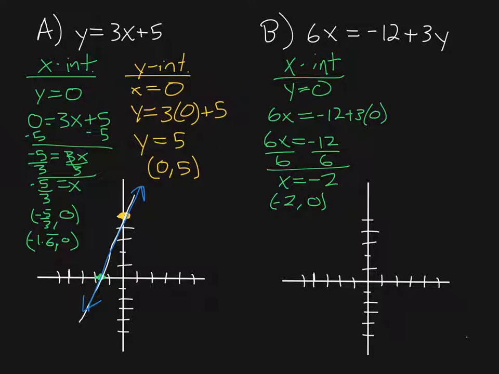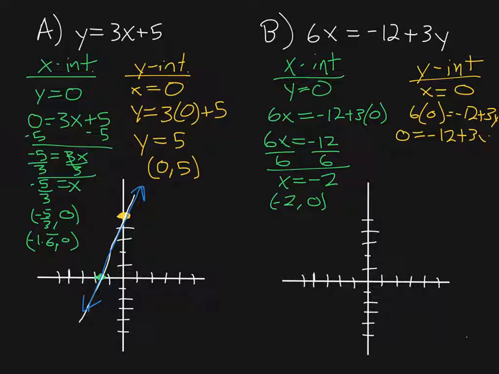For the y-intercept, do the same way we did it before. We know x equals 0. So we have 6 times 0 equals negative 12 plus 3y. Ran out of room over there. 6 times 0 is 0, 0 equals negative 12 plus 3y, add 12.